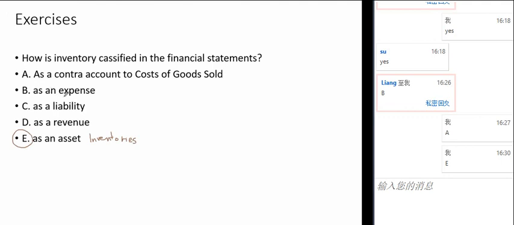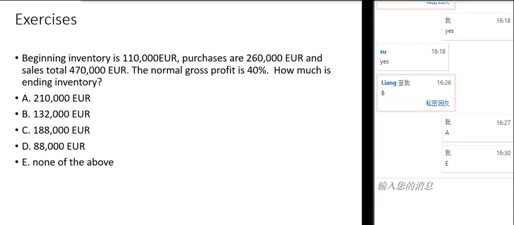It's not an expense. Expenses are costs of goods sold, yeah, but not inventory. Inventory is an asset. Good. This is the next one. Try to answer this one again.